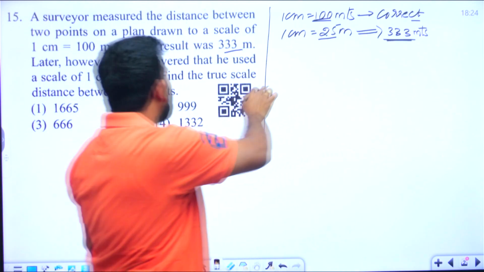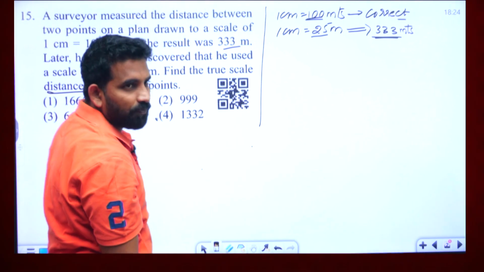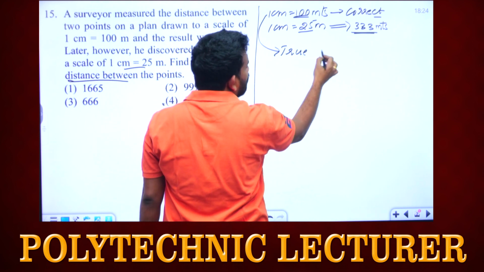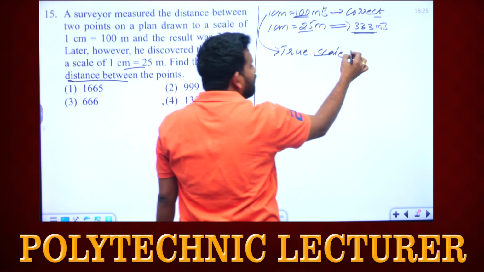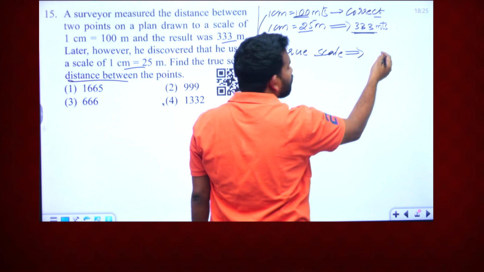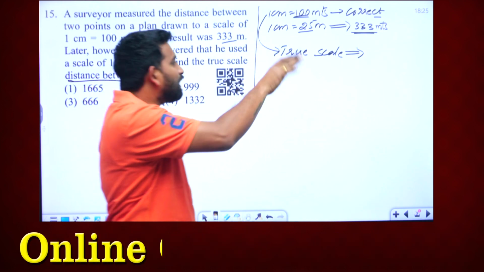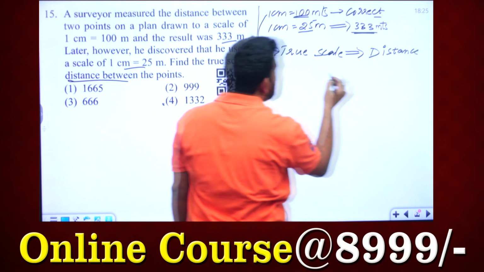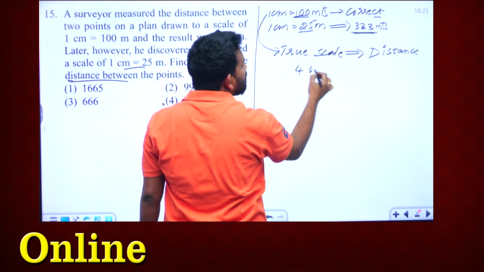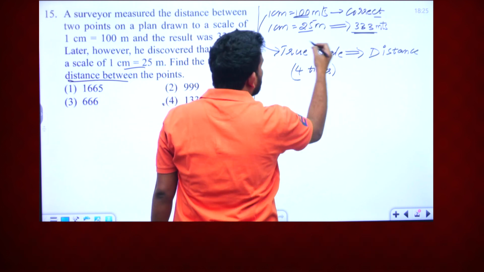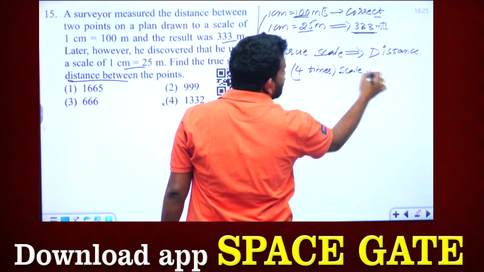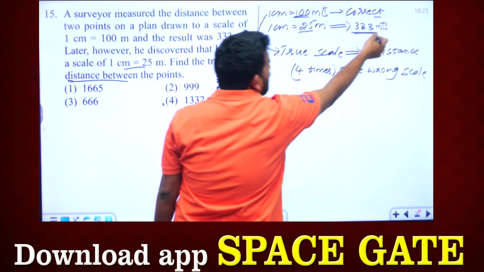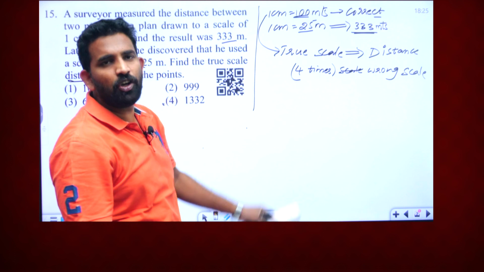Now what are we supposed to find out here? Find the true scale distance between the points. The true scale is the one he was supposed to take. So he is asking for the distance that we are going to get when using the true scale. The true scale is 4 times the wrong scale that was taken. If we just multiply that 333 by 4, we will obviously get the answer.